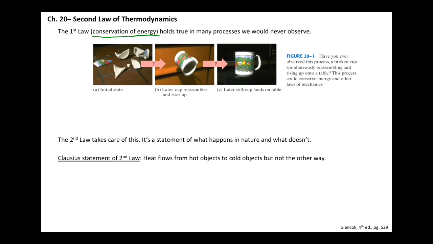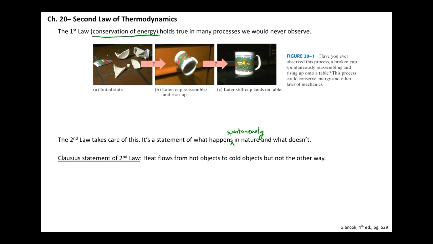So the second law of thermodynamics is a statement of what happens in nature and what doesn't. I should add a little word here: of what happens spontaneously, to be a little more specific, in nature and what doesn't. Because clearly, I could put the plate back together. That's a thing that could happen. It's what nature's not going to do on its own.